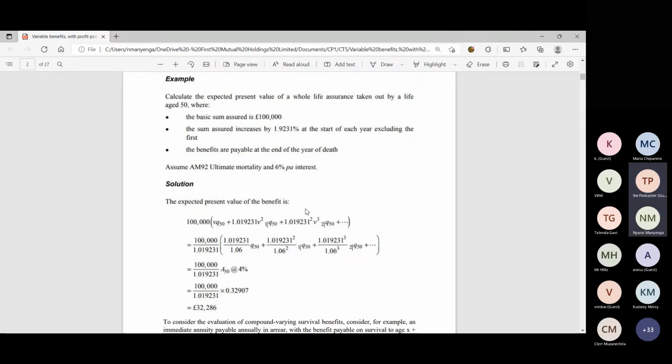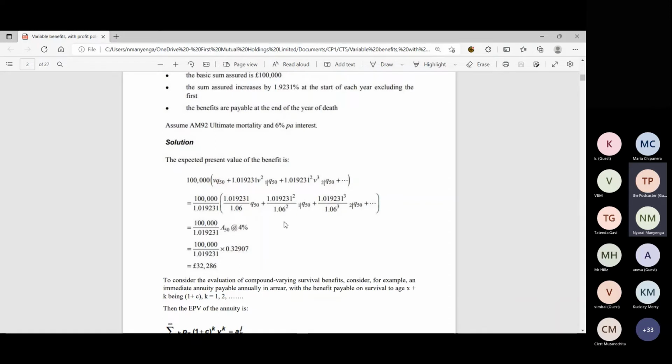So for you to solve this, you need to take out the increase where the sum assured is increasing. You take it out to ensure that the increase of the sum assured has the same power as the v in the equation. So if you take it out, it will now be 100,000 over the 1.01923 increase. Then in the brackets, it would be the increase over the v function, q_50, and you see that the increase and the v function now have the same power. So this function in the brackets now simplifies to A_50.